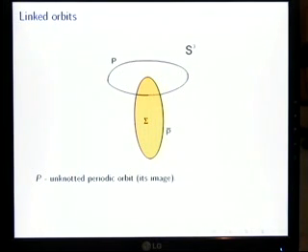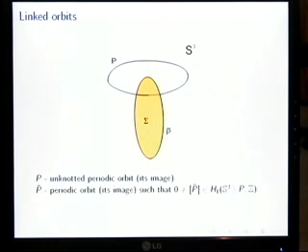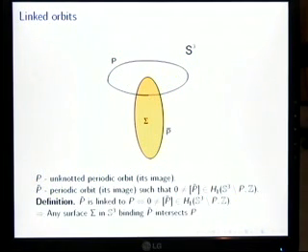Let me give a definition. Given an unknotted periodic orbit P, we say that another periodic orbit P bar is linked to P if the homology class of P bar in the complement of P in S3 gives a non-zero element of the homology. Then we say that P bar is linked to P. So if you take any surface bounding P bar, it would have to intersect P.